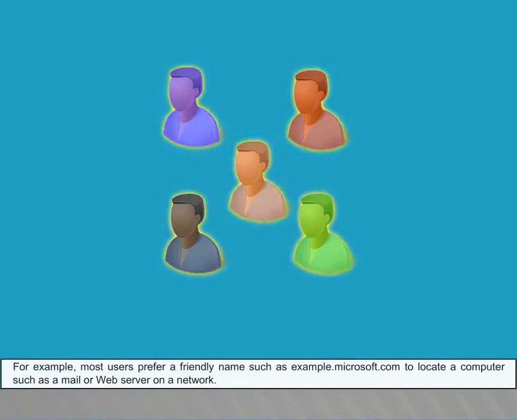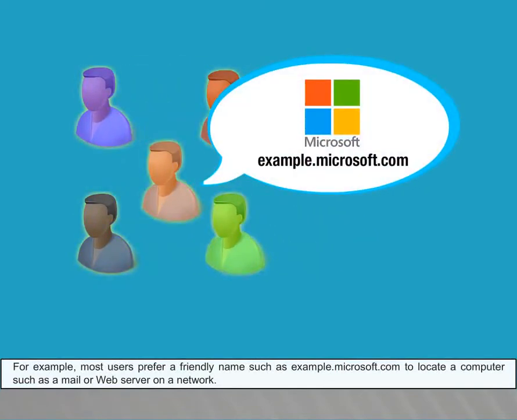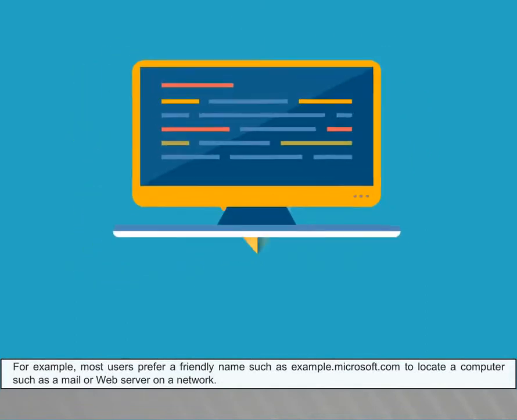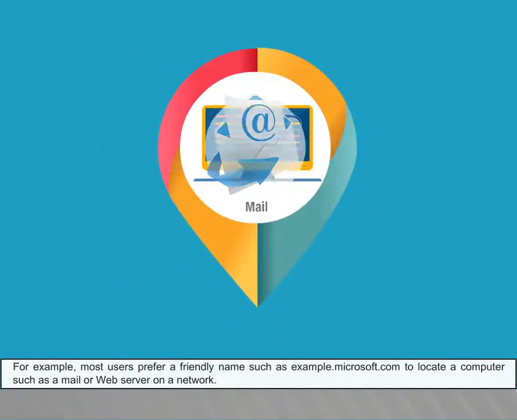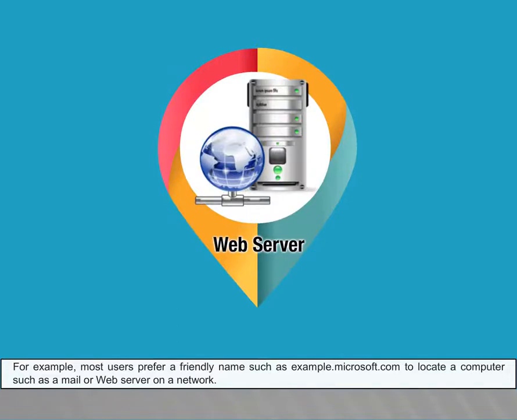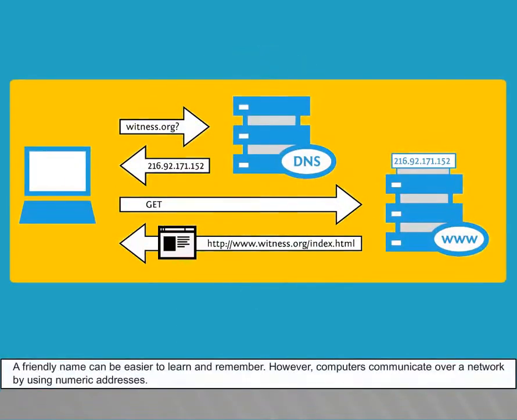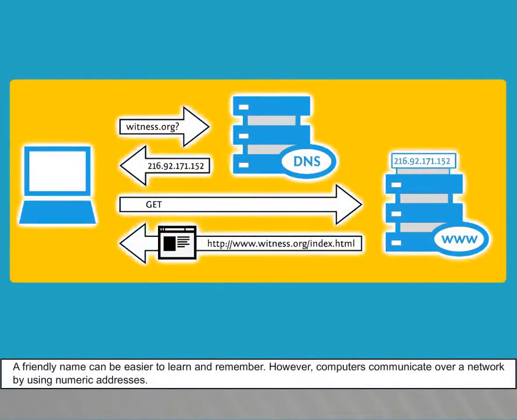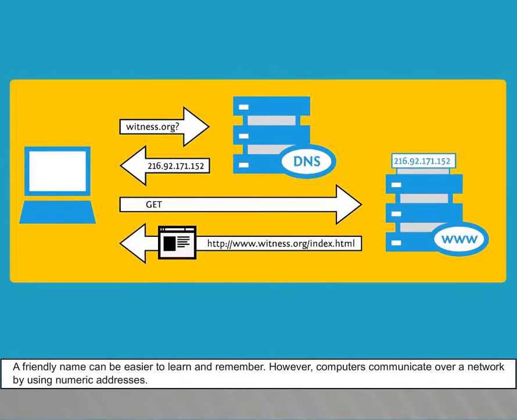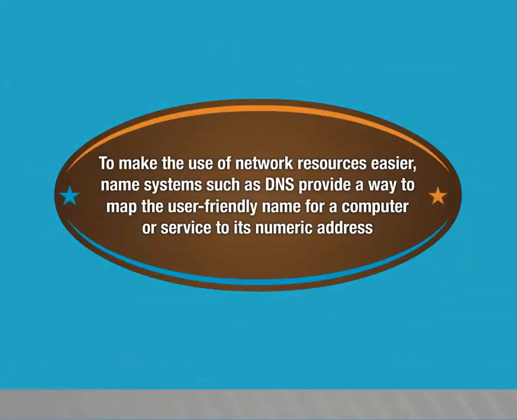For example, most users prefer a friendly name such as example.microsoft.com to locate a computer such as a mail or web server on a network. A friendly name can be easier to learn and remember. However, computers communicate over a network by using numeric addresses. To make the use of network resources easier, name systems such as DNS provide a way to map the user-friendly name for a computer or service to its numeric address.